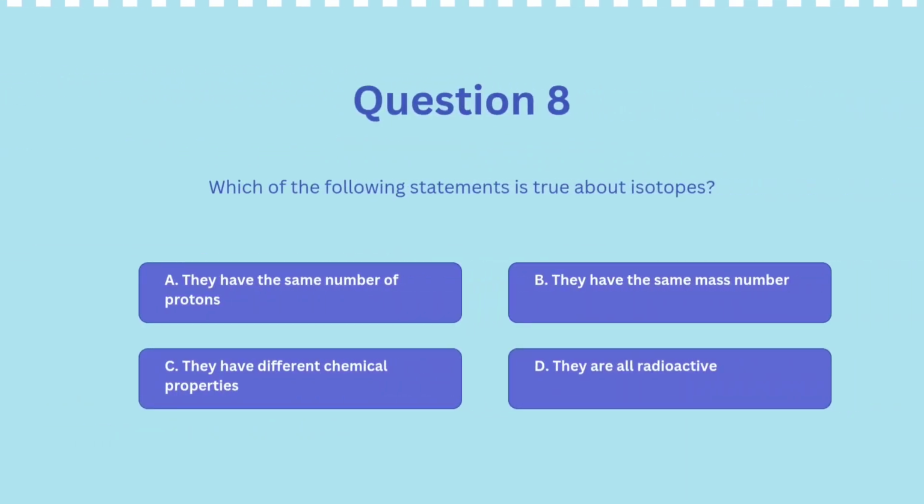Question number 8. Which of the following statements is true about isotopes? Option A, they have the same number of protons. Option B, they have the same mass number. Option C, they have different chemical properties. And option D, they are all radioactive.